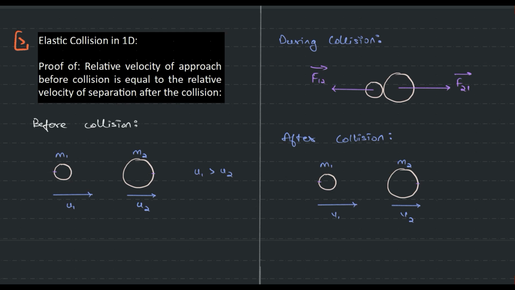So I'll explain this post the derivation. So let's look at the three cases. Before collision, you have two objects. Of course, the one which is behind has more velocity. So during the collision, we get to see this, and after the collision, we'll get to see this, right? Anyways, the lens can be anyhow.